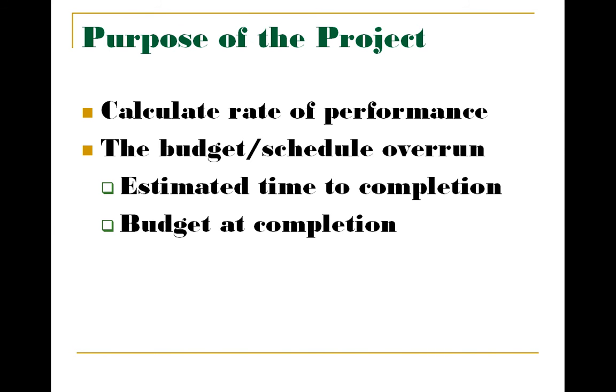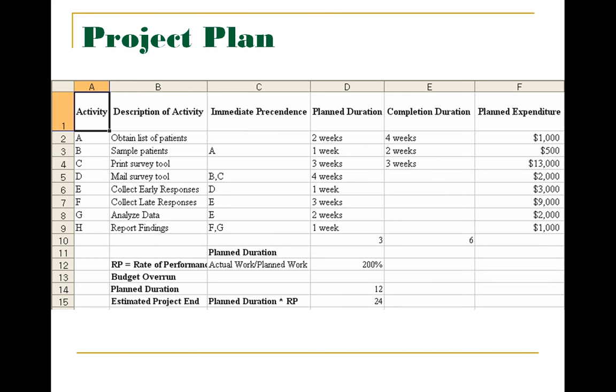and budget at completion. The data gives us a set of activities which include obtaining a list of patients, sampling these patients, printing survey tools, mailing survey tools, collecting early responses, collecting late responses, analyzing data, and reporting findings. In order to calculate the rate of performance, we need to take the actual work and divide it by the planned work. An important thing to note is that we only focus on tasks that fall onto the critical path.